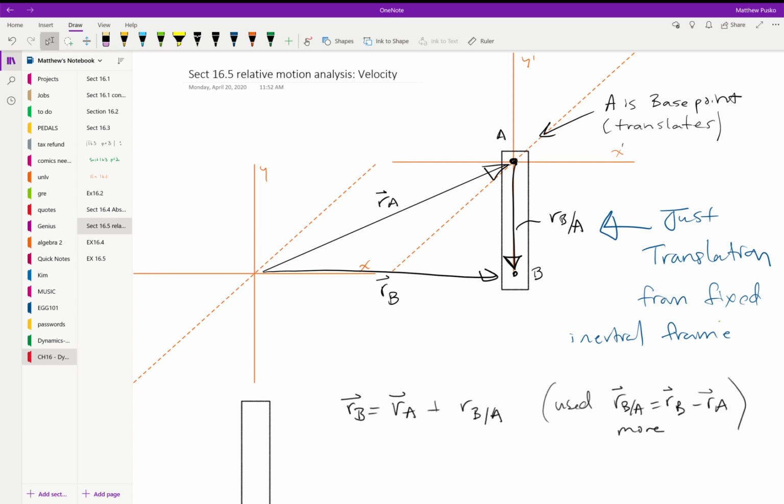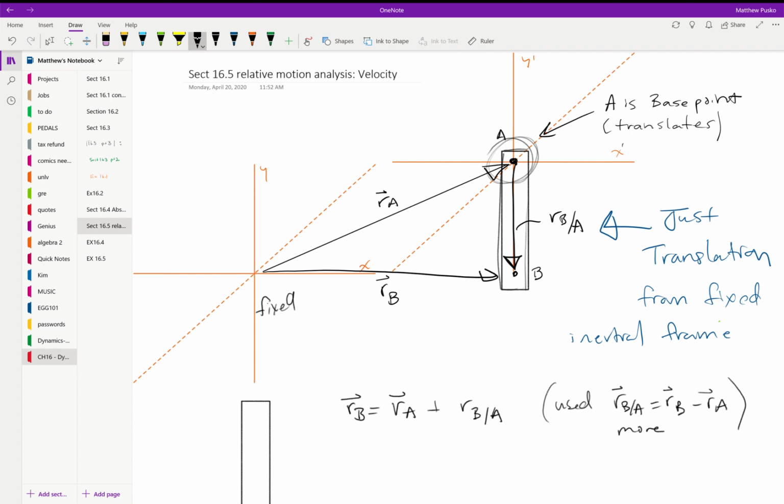Happy Monday. This is section 16.5 on relative motion analysis. I've just gone ahead and drawn out the first diagram, figure A, you'll see if you open that section. This shows that we have a fixed frame, an inertial reference frame, and from that we can measure our translating point, or what we're going to call our base point, and in this case A. We have some sort of beam or member, and we call that member AB.